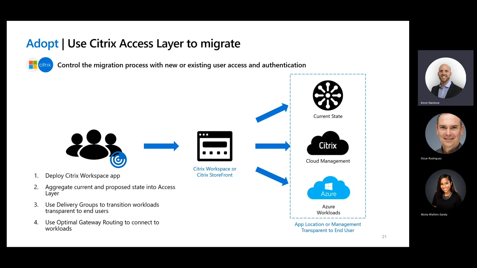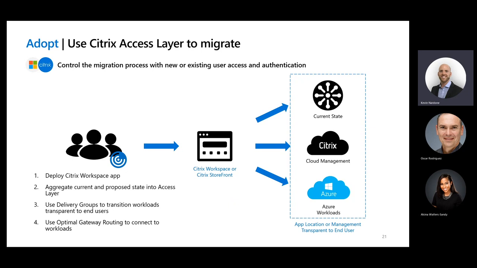Deploying our Workspace app, aggregating current and proposed state into Citrix Workspace or Citrix StoreFront and Citrix ADC. You can then have your current state, say, for example, if your customer or service providing organization is leveraging Citrix on-prem using standard FMA architecture or cloud management, or you're moving from on-premises workloads into Azure workloads. You can then move use case by use case and add additional workloads into Azure based on the business needs or based on how you scale your business as a service provider overall.